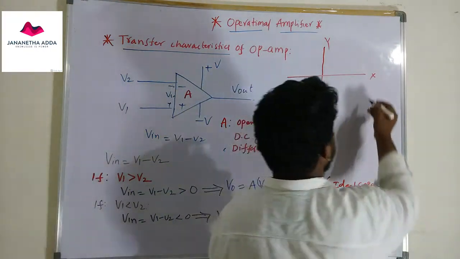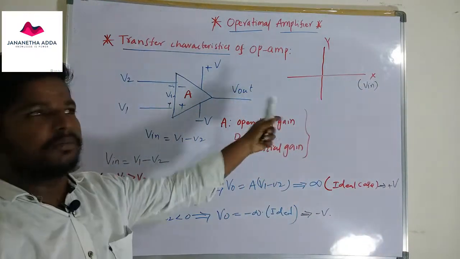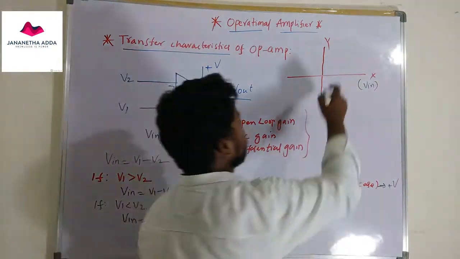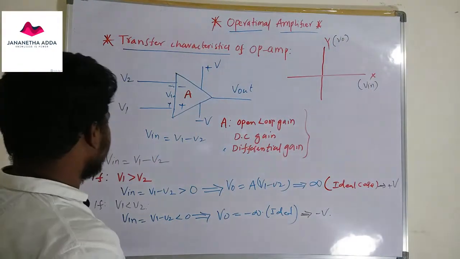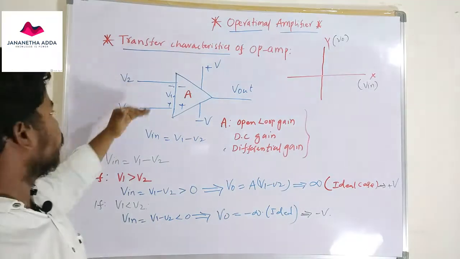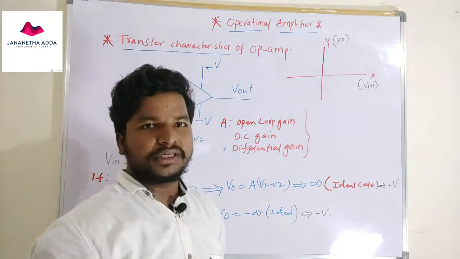So we will assume that V input is an input where the differential input will change with respect to the x-axis, and I am assuming V output on the y-axis. If I assume that when V1 equals V2, the output should be equal to 0 for an ideal operational amplifier.